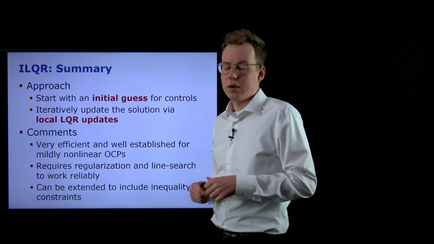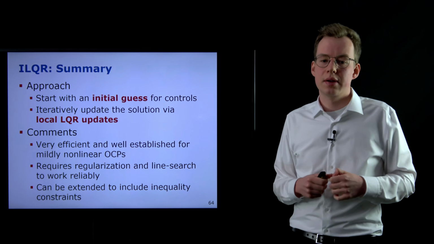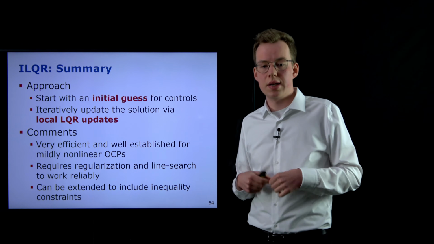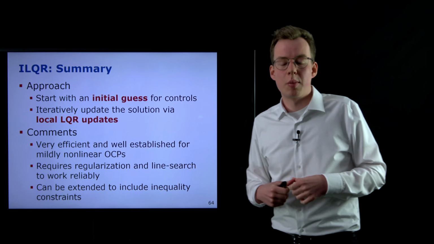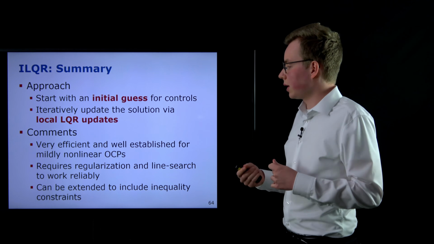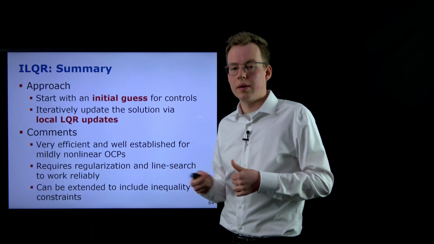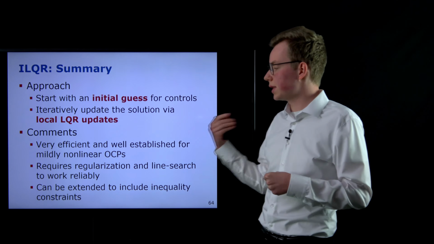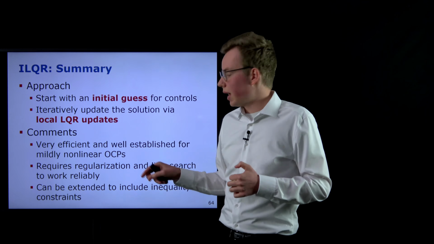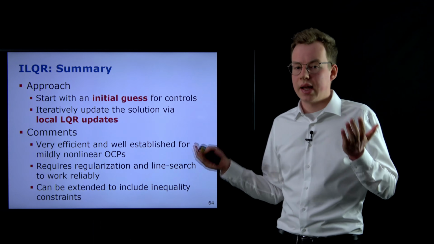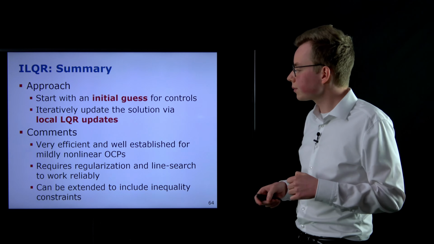A few comments on this algorithm. In general, that is a very efficient and well-established algorithm for nonlinear optimal control, in particular in robotics. And it works particularly well if the problem is sufficiently smooth. So if there are high nonlinearities, maybe even contact, then this doesn't work so well because the Taylor series expansion is not very accurate. But for many problems, for example, like the self-driving car, this is an excellent algorithm.